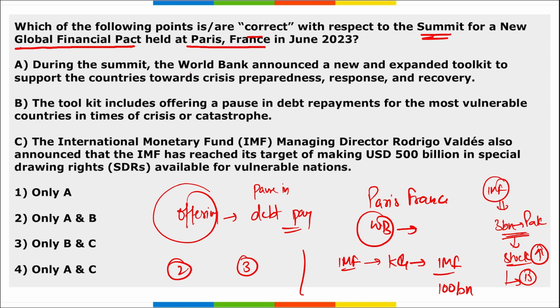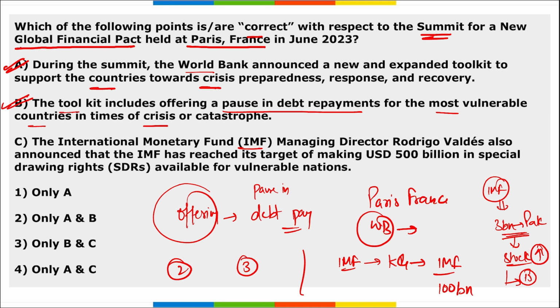So coming back, if we look at the options A, B and C, you will be seeing option A, World Bank announced new and expanded toolkit to support countries toward crisis. So option A is correct. B, the toolkit includes offering pause in the debt payments for the most vulnerable countries in the time of crisis. So option B is also correct.